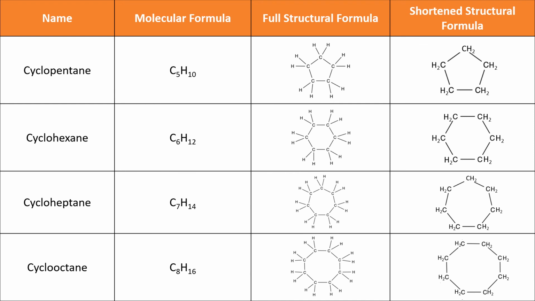So here is our completed table. At the top we had cyclopentane, C5H10, then we had cyclohexane, C6H12, cycloheptane, C7H14, and then cyclooctane, C8H16. Now, as before, this handout has been uploaded into the Microsoft Teams files section if you would prefer to print this out rather than copying it out. Okay, just go up there and you can find it.